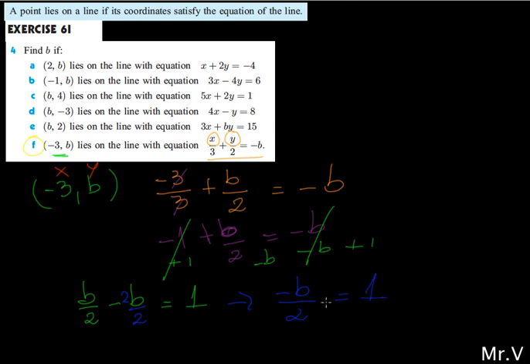Now, is that my final answer? No, I'm looking for b. So I need to get rid of the 2 by multiplying both sides by 2, and because there is a negative sign, I will do it right away. I will multiply by -2 on both sides. By doing that, I will get the value of b, that is -2. So if I want this point to lie on the line, b should be equal to -2.